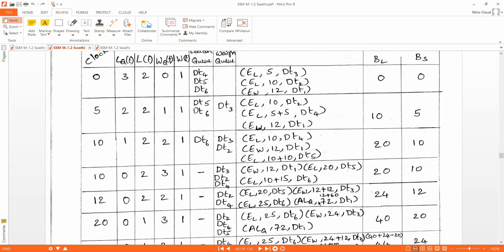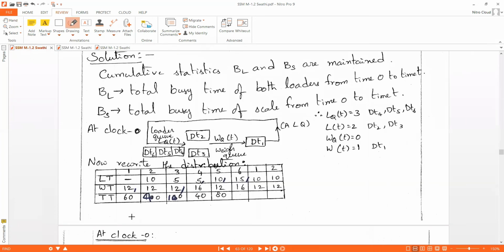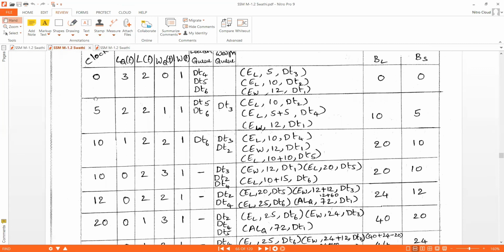After completion of dt1 weighing, dt1 will start its traveling. After completion of its traveling time, dt1 will come back to the loader queue. It will arrive at the loader queue. Now we'll find dt1's travel time. dt1's travel time is 60 minutes. 60 minutes it will take dt1 to travel.